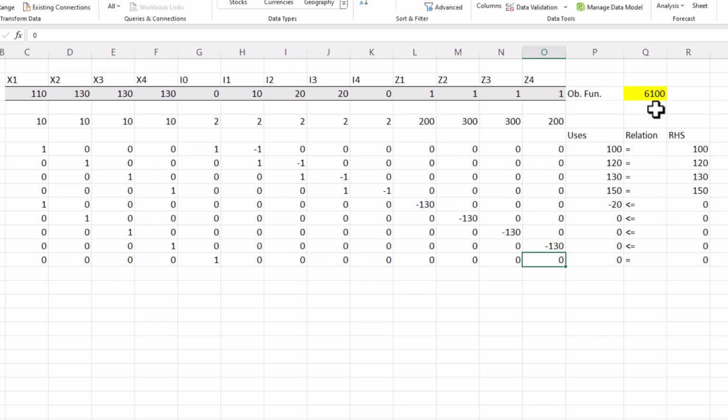And this time the total cost went up to $6,100. And that is how we solve a single item multi-period production scheduling problem, either capacitated or uncapacitated.